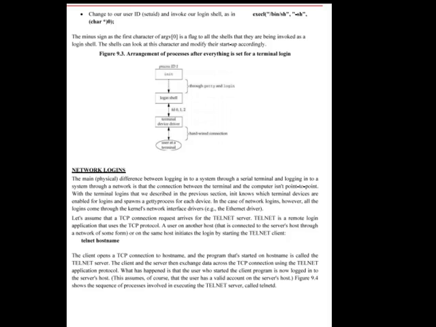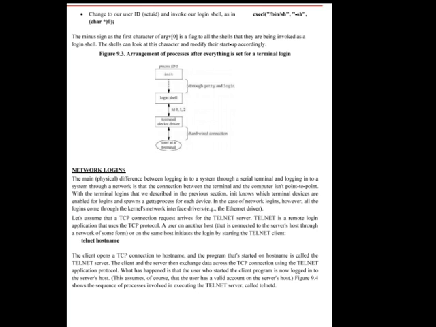Change to our user ID with setuid and invoke our login shell. See the syntax here. The minus sign as the first character of argv[0] is a flag to all the shells that they are being invoked as a login shell. The shell can look at this character and modify its startup accordingly. See figure 9.3, the arrangement of processes after everything is set for a terminal login.